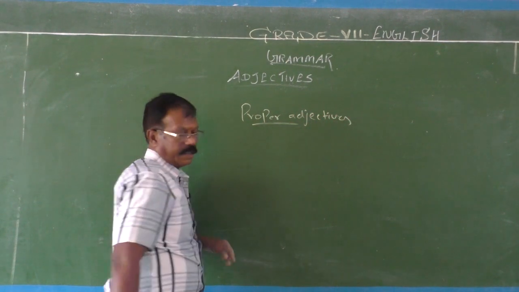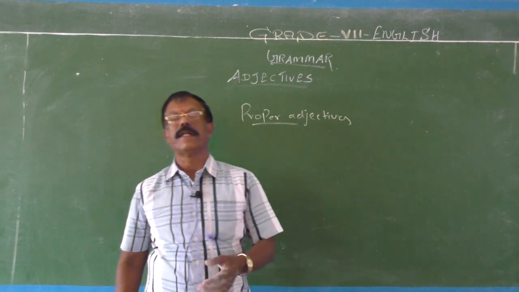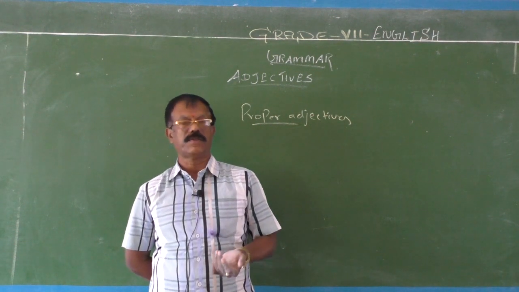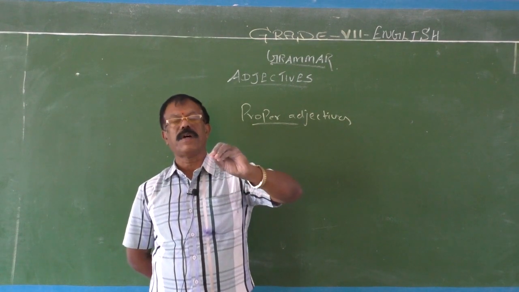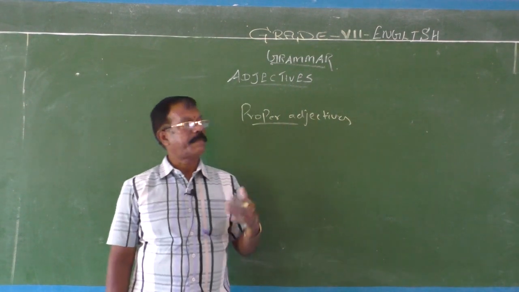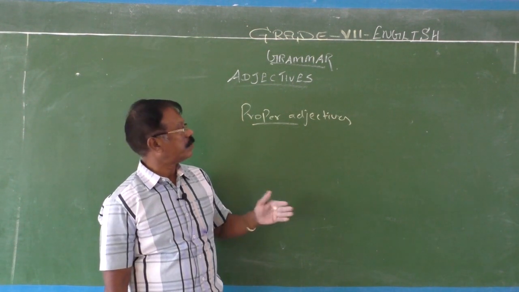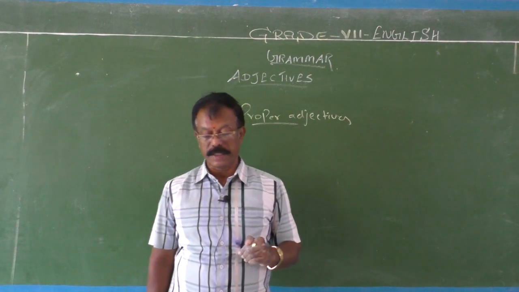Sometimes it may happen. See, some proper nouns are used as proper adjectives. You know proper noun. What do you mean by proper noun? A noun that stands for a particular person, a particular place, a particular thing is called a proper noun. When a proper noun is used as an adjective, then it is called a proper adjective.